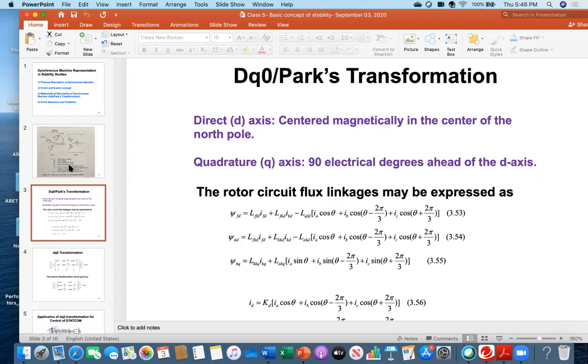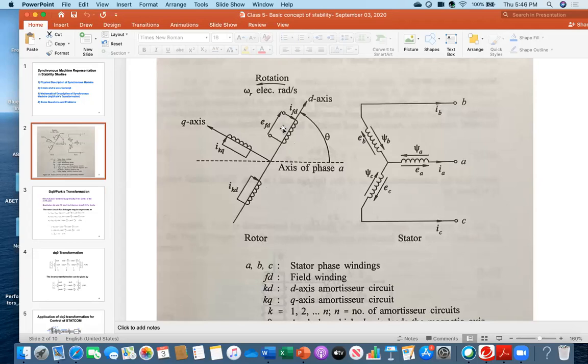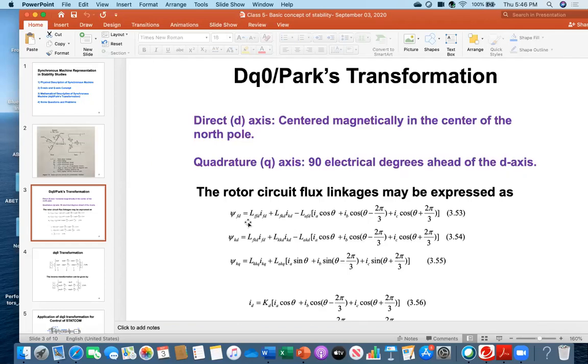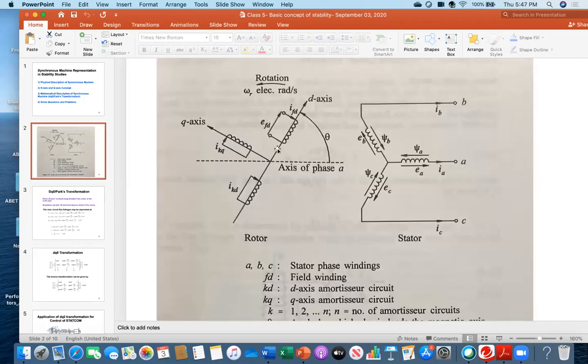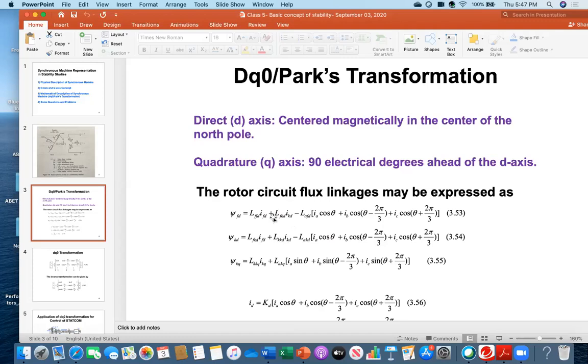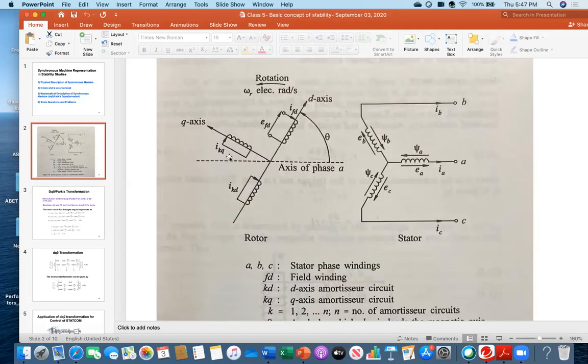So what is that one? It has its self flux linkage, meaning its current and its inductance. That's why the very first term is LFFD, the field winding inductance, and IFD, the field winding current. Then next is the effect of the amortisseur or damper coil, because they are in the same line. What is its inductance value, and what is its current? The current is IKD, and the inductance is LFKD, so LFKD, IKD.